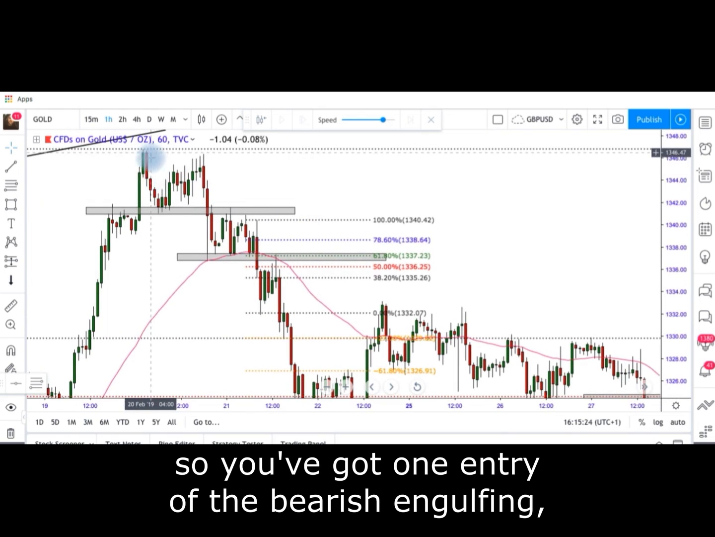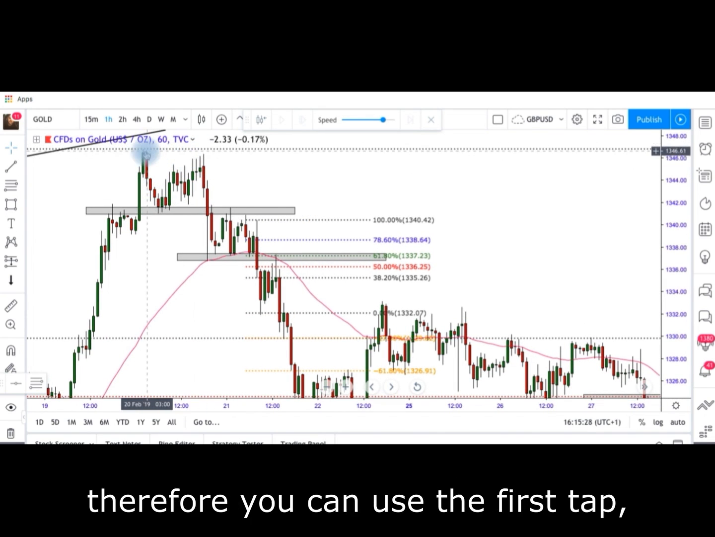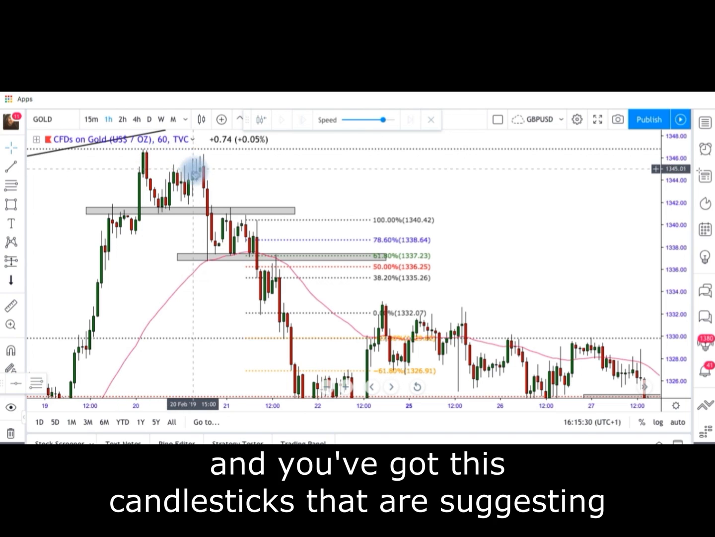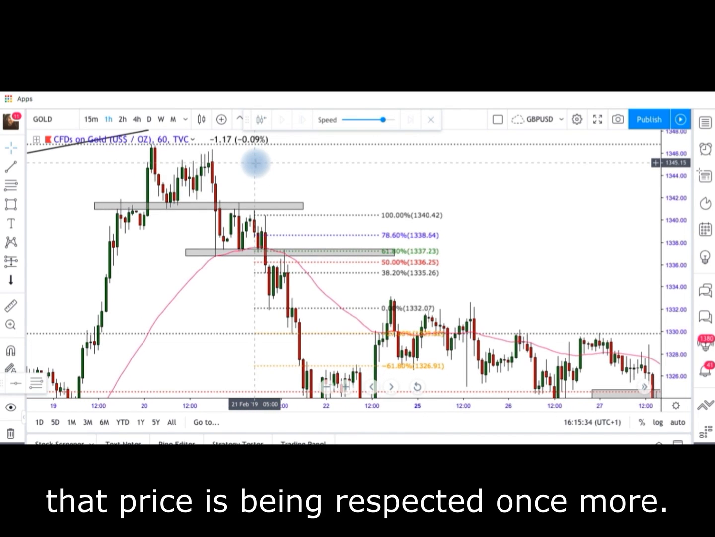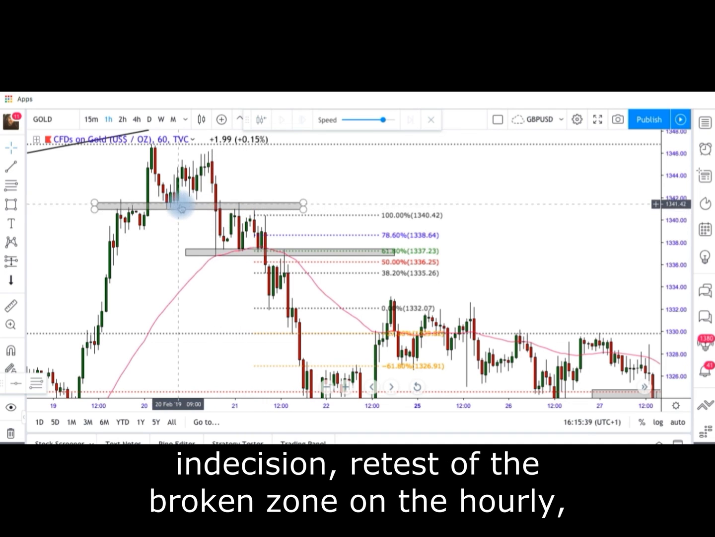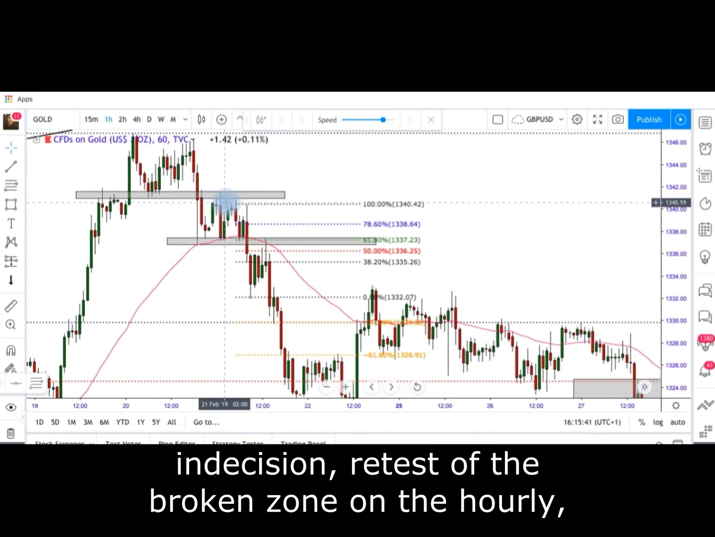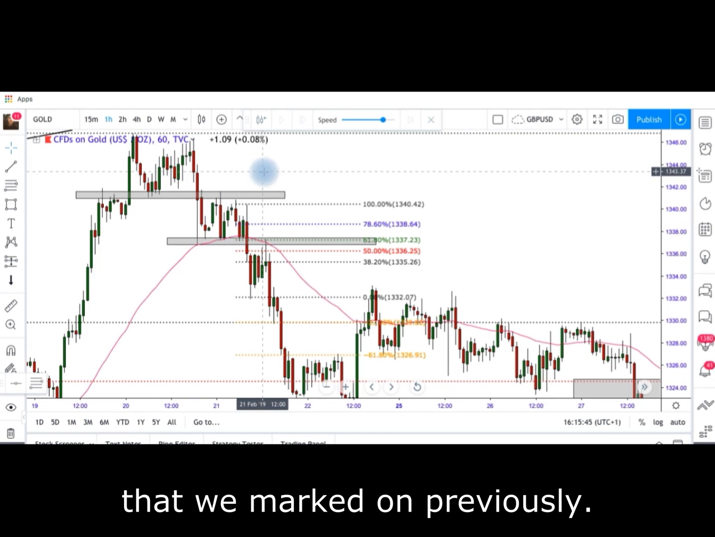So you've got one entry of the bearish engulfing. Second entry where you can see that we've rejected it twice. Therefore, you can use the first tap. And you've got these candlesticks that are suggesting the price is being respected once more. The third time you could get in is here, off this doji indecision retest of the broken zone on the hourly. And obviously you've got the 50% level that we marked on previously.